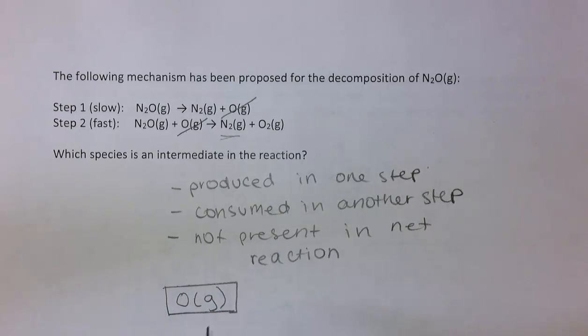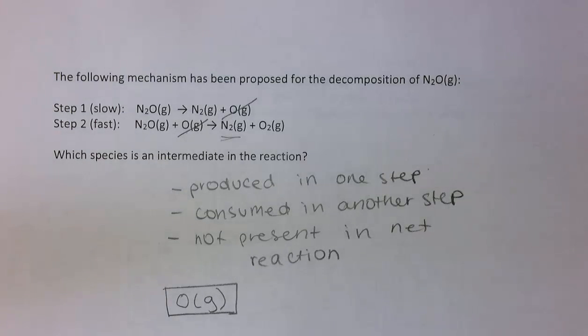is monoxide. And this is different than a catalyst, which is present initially in the reactants and finally in the products. An intermediate is produced and then consumed throughout the mechanism.